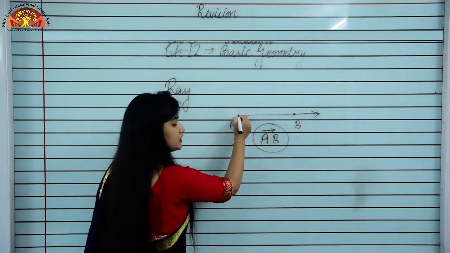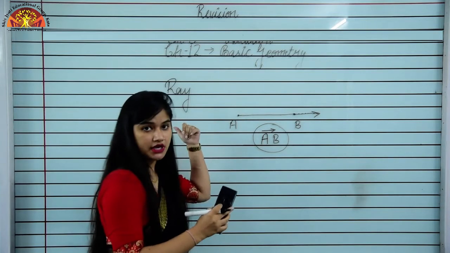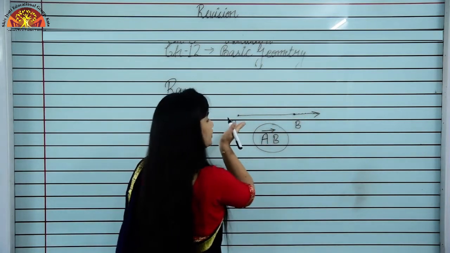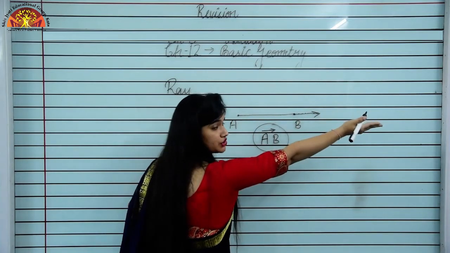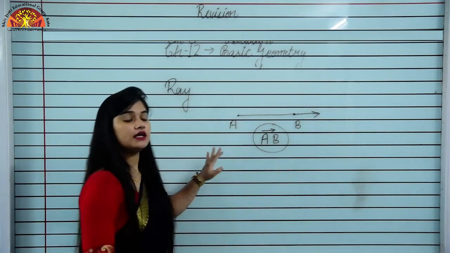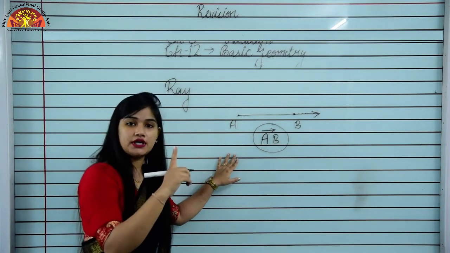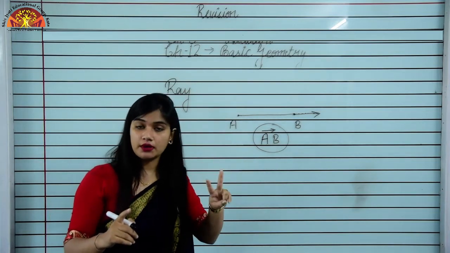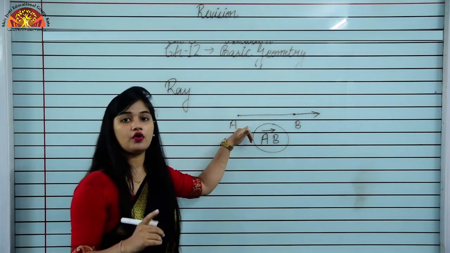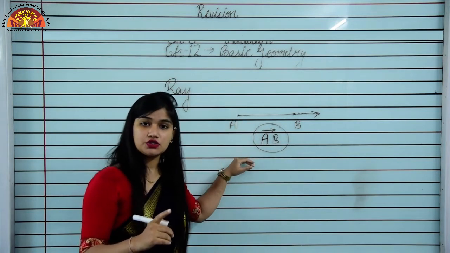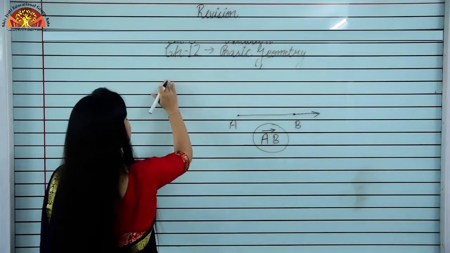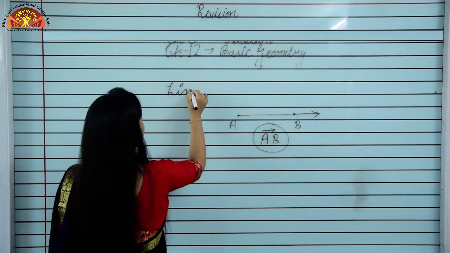Now this is the end point. इससे आगे हम इसे नहीं बढ़ा सकते. And the arrow is showing this ray is going in this direction. It means we can say a ray has only one end point. In a line segment we have two end points and in a ray we have only one end point. Understood, students? Now the third one is line.